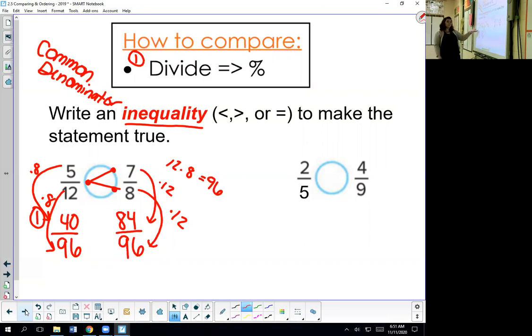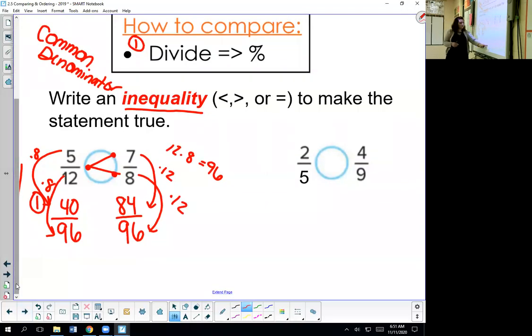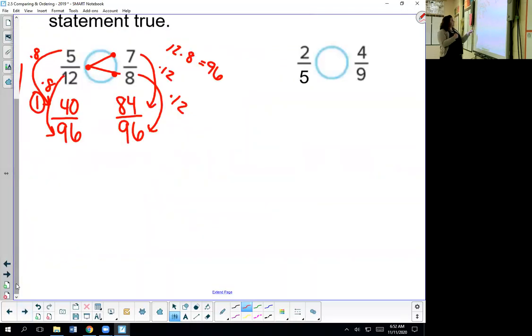Honestly, I kind of knew that this one was smaller because 6 is half of 12, and this is less than 12, and 7/8 is almost a full amount. So clearly one is a little bit bigger than the other. The other option you could have chosen to do is make it into decimals. So way number 2 is take 5/12 and make it into a decimal.